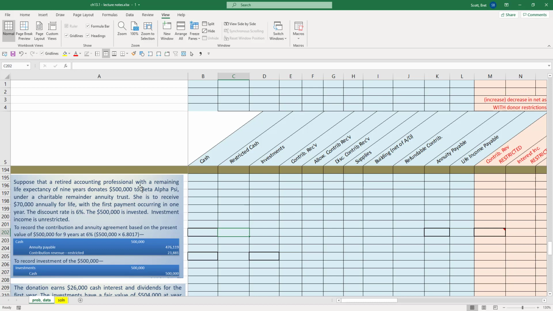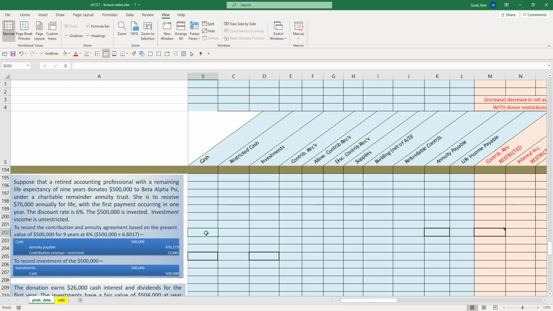Suppose a retired accounting professional with a remaining life expectancy of 9 years, and this is key, 9 years, donates $500,000 to Beta Alpha Psi under a charitable remainder trust. She is to receive $70,000 annually for life, with the first payment occurring in 1 year. The discount rate is 6%. The $500,000 is invested. Investment income is unrestricted.